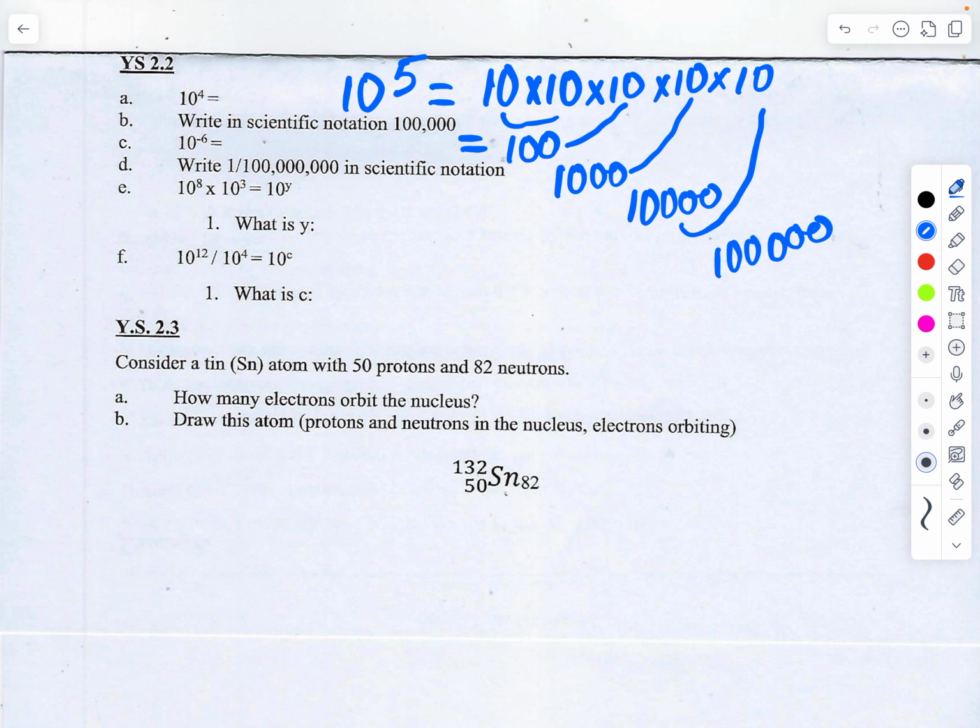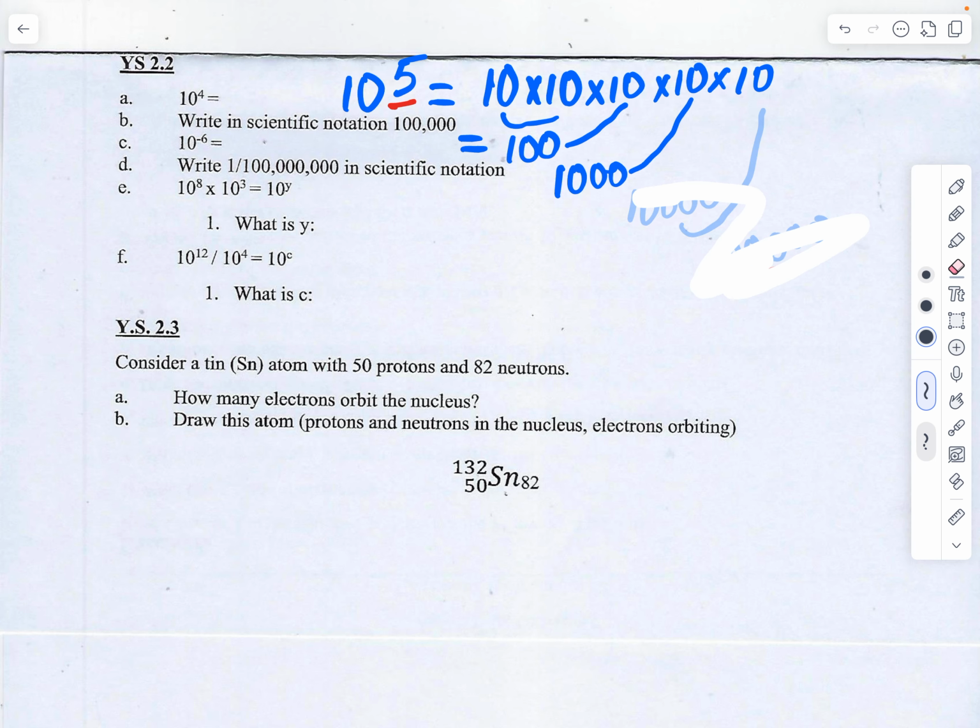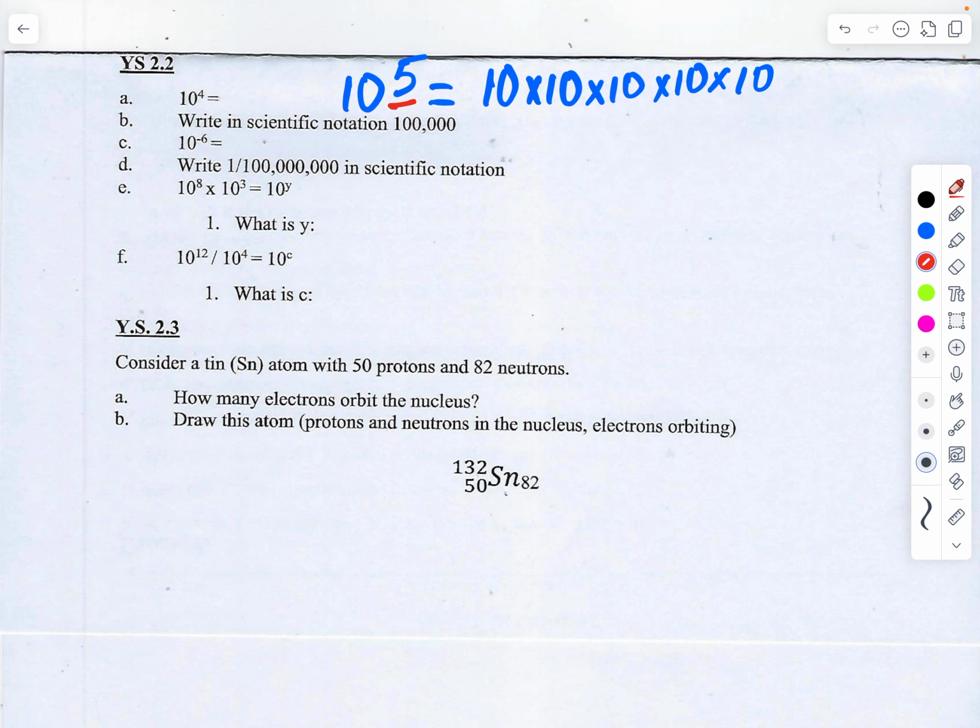And you notice there's 1, 2, 3, 4, 5 zeros, and there's 5 in the exponent. You see where that lines up? Because 10 to the first is 10, 10 to the second is 100 with 2 zeros. You see the connection right there? So I would leave that as 100,000.